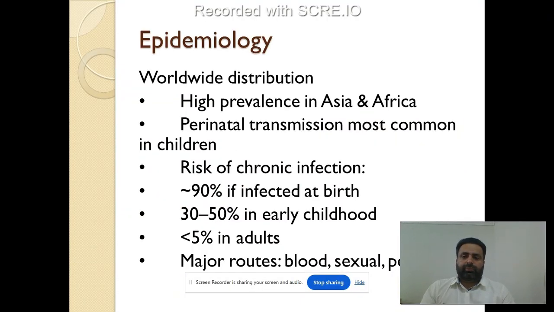So, coming towards the epidemiology of hepatitis B, it has a worldwide distribution, with high prevalence in Asia and Africa. Perinatal transmission is most common in children. Risk of chronic infection is 90% if infected at birth, 30 to 50% in early childhood, and less than 5% in adults. So, what are the major routes? Major routes are blood, sexual, and perinatal.